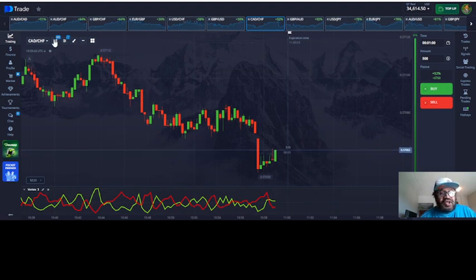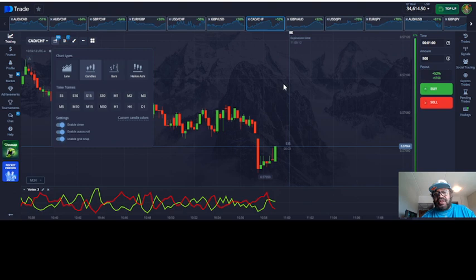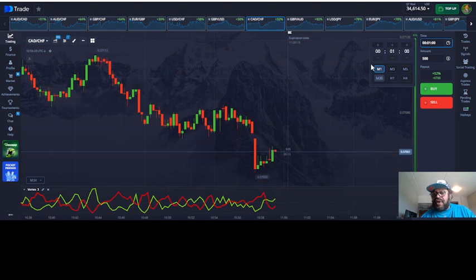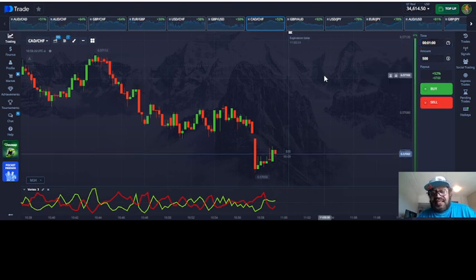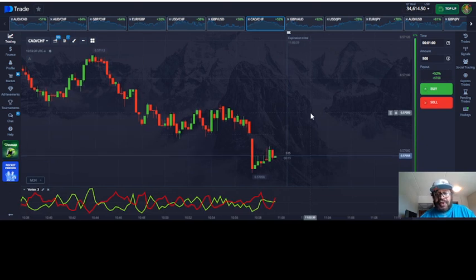For my candlestick charts, I have the candle set to S15, or 15-second candles, regular Japanese candles. And for my trade timer here to the right, I have my trade set to M1, or 1 minute. So I'm going to be taking 60-second trades while looking at these 15-second Japanese candles. Now I'm going to pause the video and look for a setup.